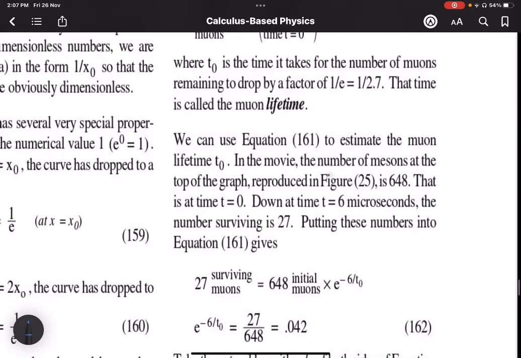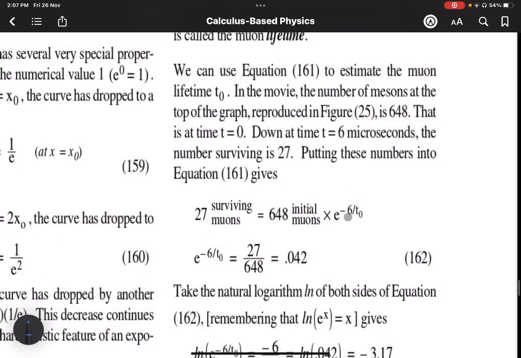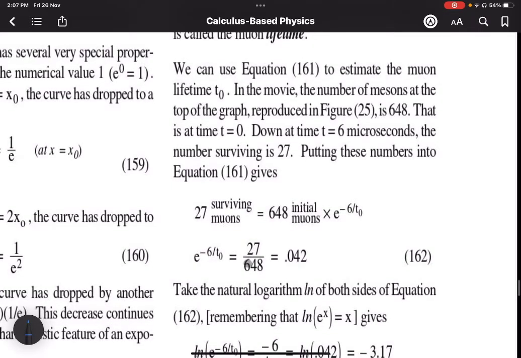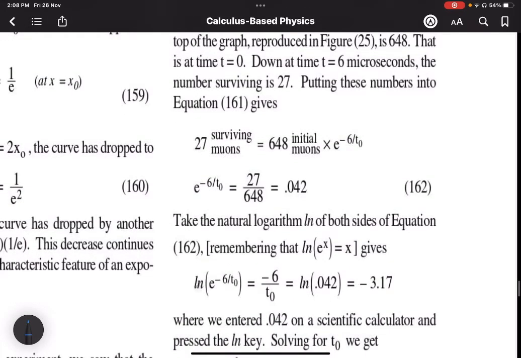So, negative ang ating formula. So, we just copy the sign, no? So, e to the negative 6 over t0 equals 27 over 648, and it will give us 0.042 micro or lifetime ang tawag, no? 0.042 lifetime. Take the natural logarithm ln of both sides of the equation.